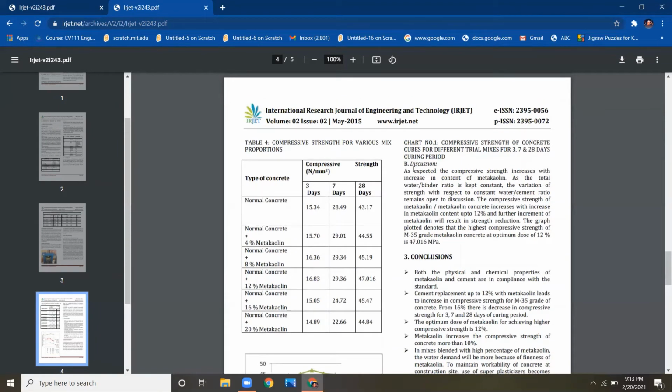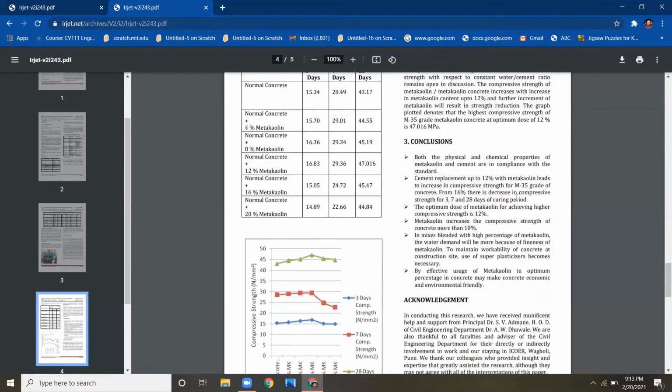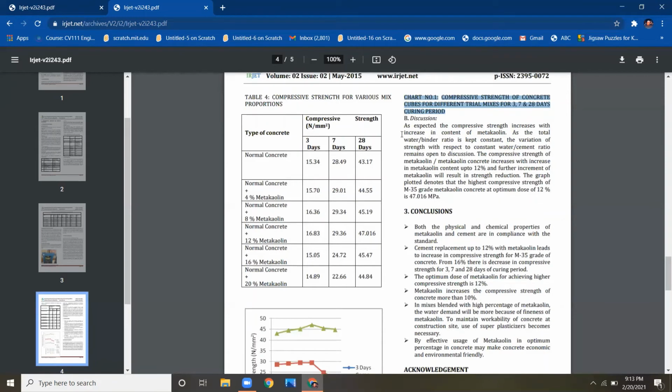So they have discussed. You can see here discussion is done on the graph. They have discussed this graph over here. So as expected, the compressive strength increases with the increase in content of metakaolin. As the total water binder ratio is kept constant, the variation of strength with respect to constant water cement ratio remains open to discussion. The compressive strength of metakaolin concrete increases with increase in metakaolin content up to 12%. Further increment of metakaolin will result in strength reduction. So you can see when the metakaolin is increased from 12%, the compressive strength was going to reduce.